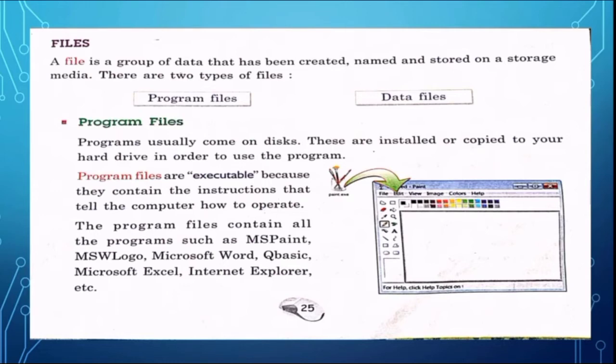Okay. Program files are executable because they contain the instruction. So students, executable means a file or program able to be run by a computer. Okay, executable means what? A file or program that is able to run on the computer, by which the computer can work. So they contain the instructions that tell the computer how to operate.